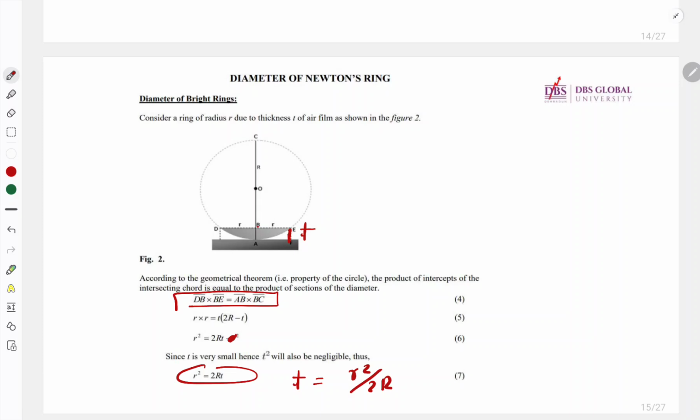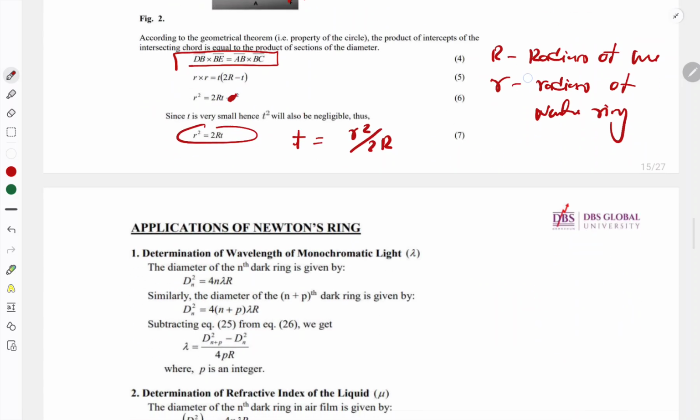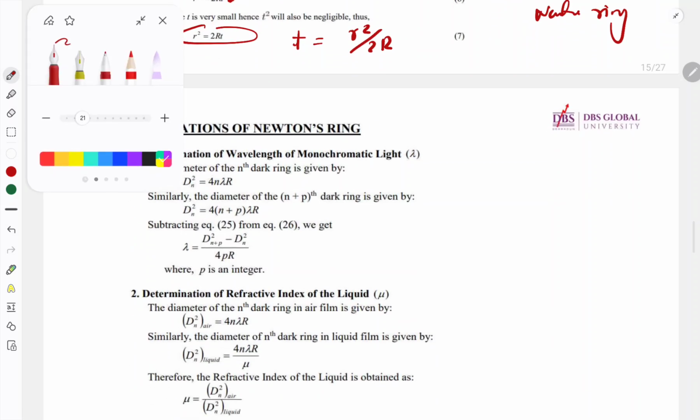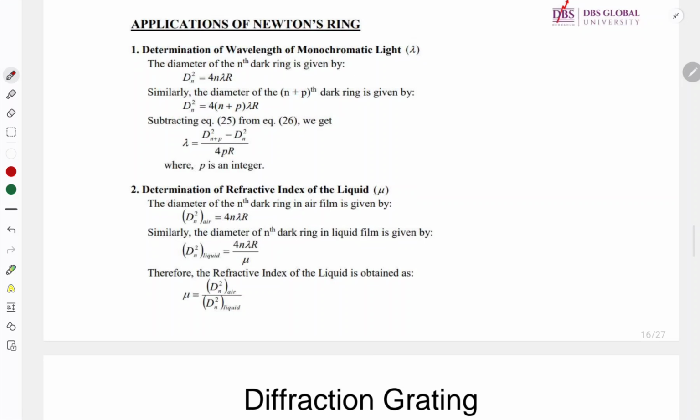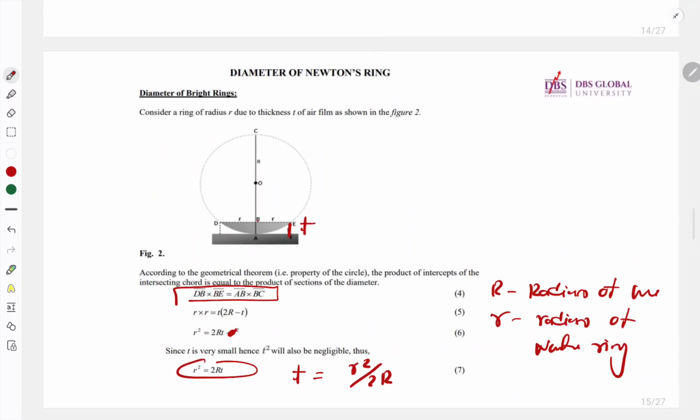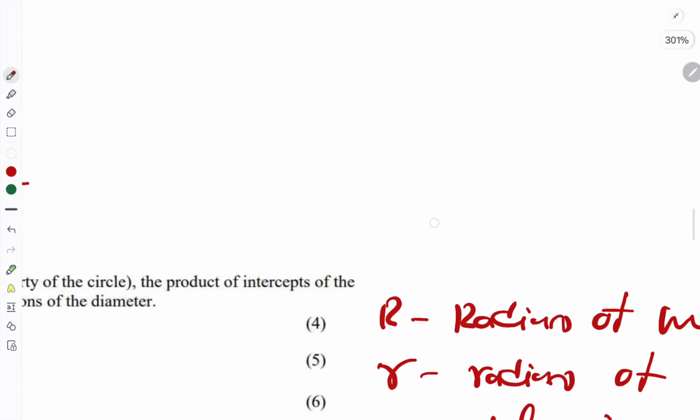What is the capital R? Capital R is nothing but the radius of curvature of this plano-convex lens, and small r is the radius of Newton's rings. Okay, now we need to find out the radius. I just need a blank page out here.